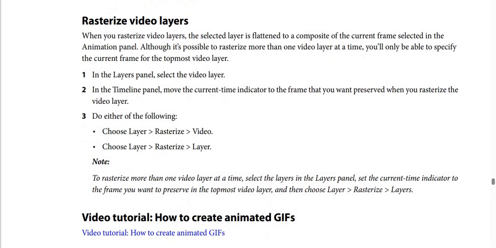And be careful again here please now. To rasterize more than one video layer at a time, you should select the layers in the layers panel and then set the current time indicator to the frame you want to preserve in the topmost video layer, and then choose layer, then choose rasterize, then choose layers.